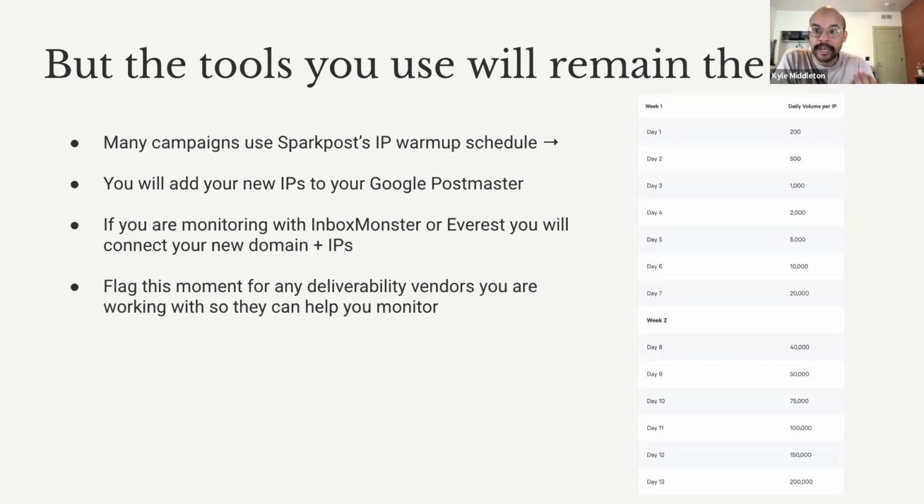You're also going to add your new IPs to your Google Postmaster. So you want to make sure that you're monitoring performance on all the same places that you already would be. Similarly, if you're monitoring already with Inbox Monster or Everest, you'll connect your new domain and IPs to those platforms so that when you start sending, you can monitor. And then flag this moment for any of your deliverability vendors if you're working with them so they can help you monitor. You don't need to do this alone.